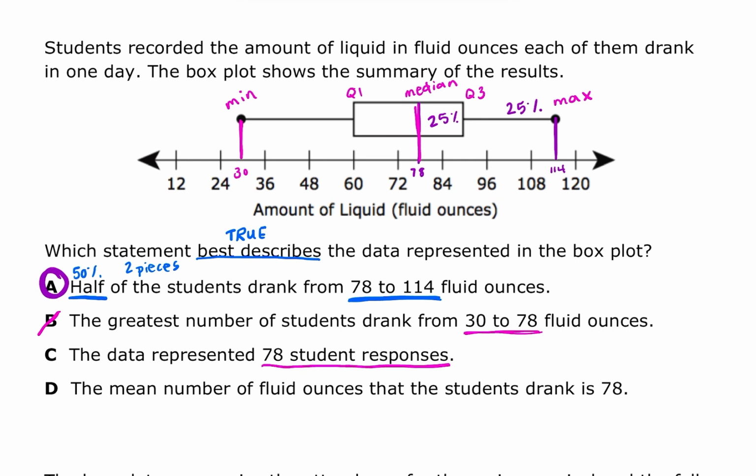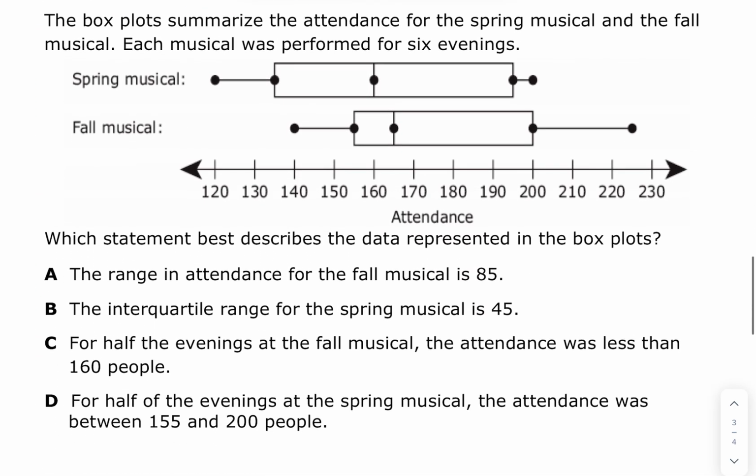C, the data represented 78 students. We have no idea how many students there are. All I can tell you is that we have a minimum and a maximum and the median, but I can't tell you how many people there are. That is definitely a no-go. And then again, the mean, we would have to add all of our numbers, which means we would have to have a list, like a 30, 32, 60, and we can't do that with the box plot. So that is also out.